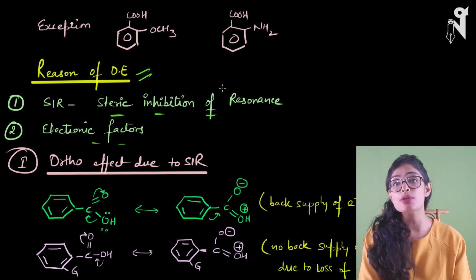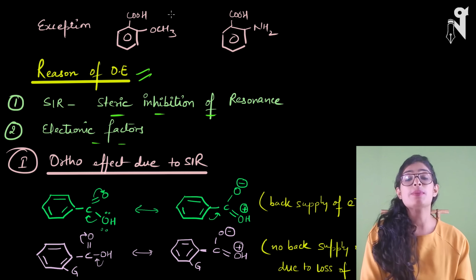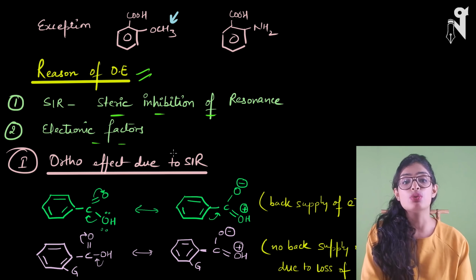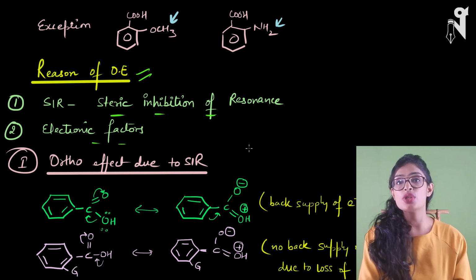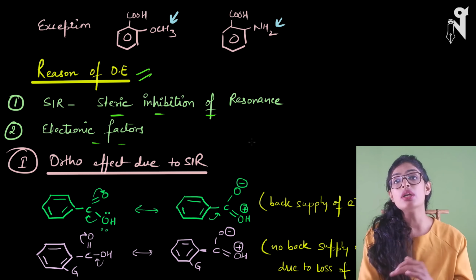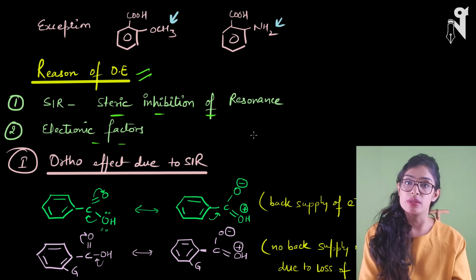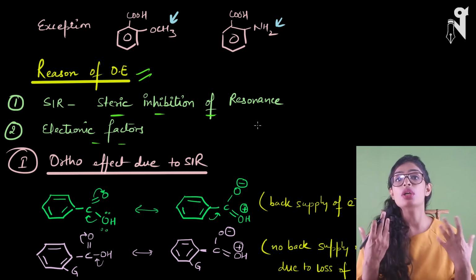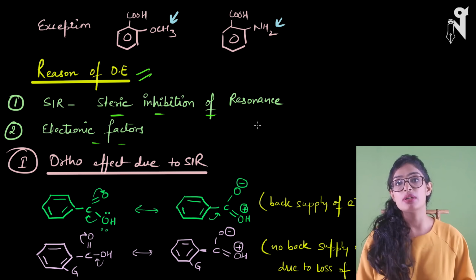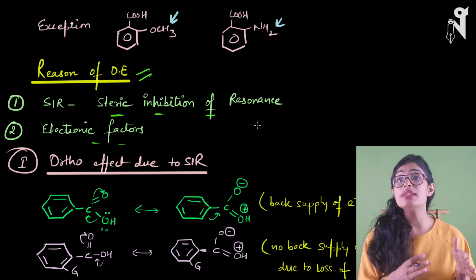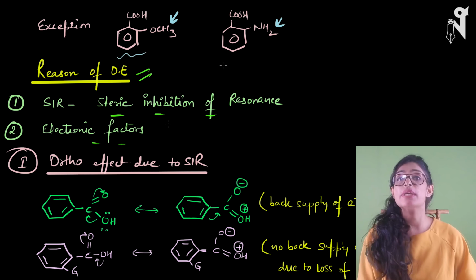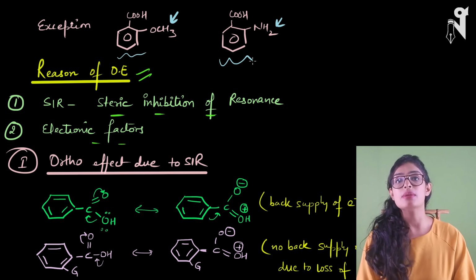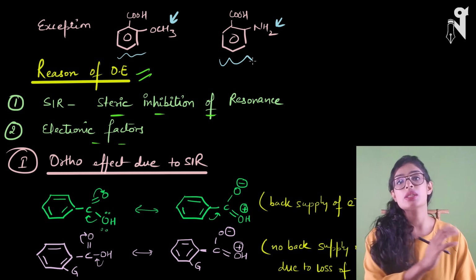But there are some exceptions. If OCH3 is present on the ortho position or NH2 is present on the ortho position, they do not cause the ortho effect. Basically, the presence of these groups will not increase the acidic strength of substituted benzoic acid. The acidic strength of these benzoic acids will be lesser than normal benzoic acid, but in case of all other functional groups, this will work.